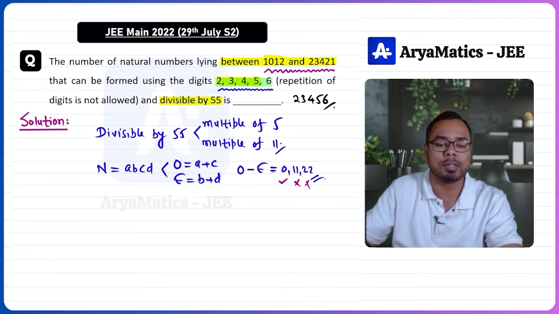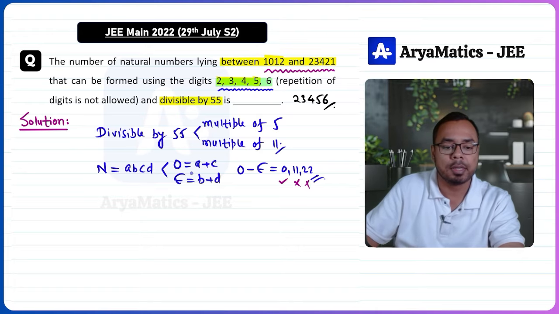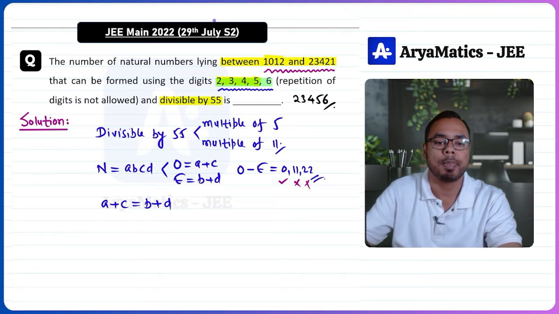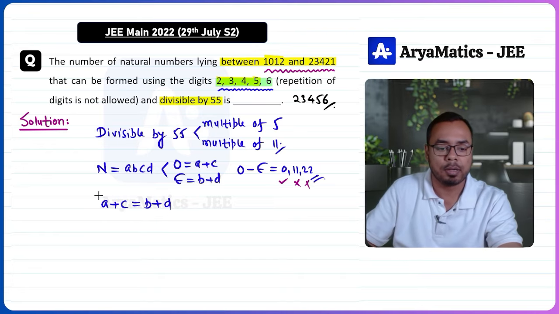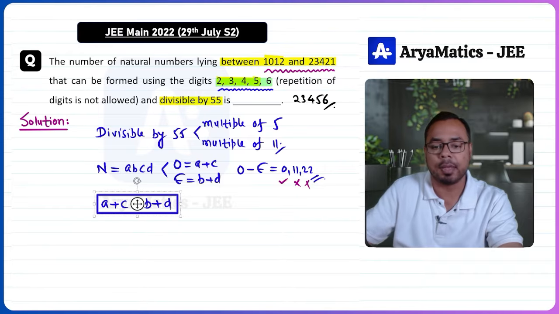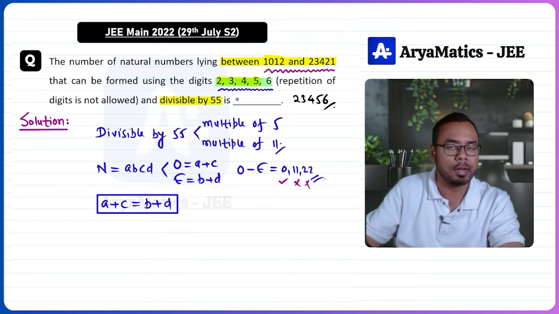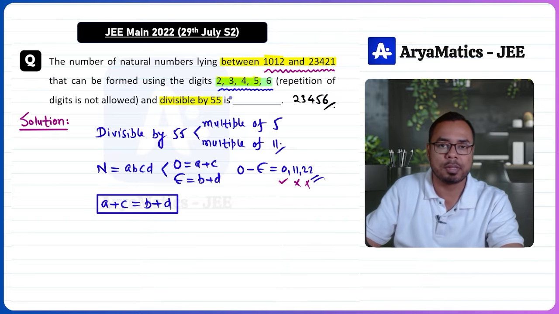So O minus E has to be 0, which means that the sum of digits at odd places, A plus C, must be the same as the sum of digits at even places, B plus D. So this is one important relation that we have to satisfy here. Now let us see what are the different numbers that we can create using those 5 digits, because there will be only a few numbers.